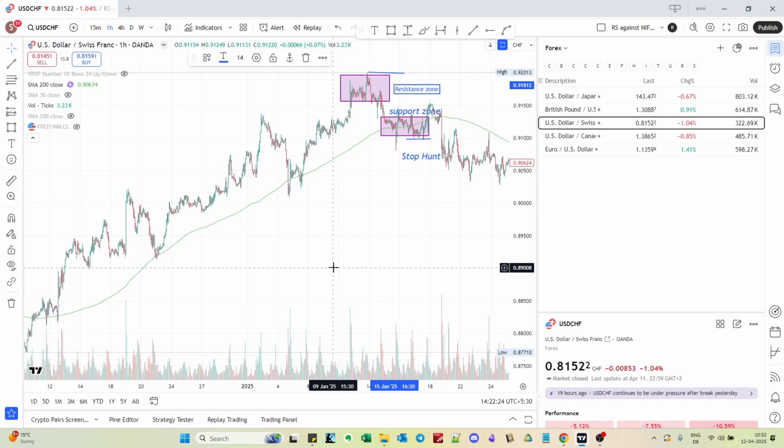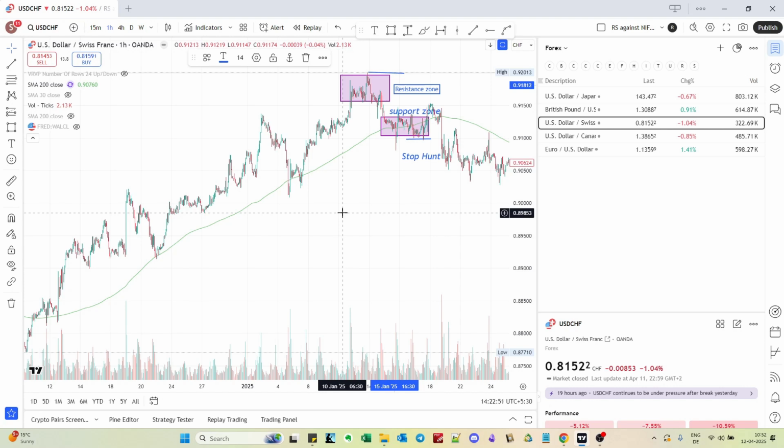Today's topic is going to be stop hunt. I think it happens to everyone. You take a trade, you do everything right, and then all of a sudden price starts dipping, it starts hitting your stop loss, you're out of the game, and then it starts going in the direction you wanted. But unfortunately, you're not in the game anymore.